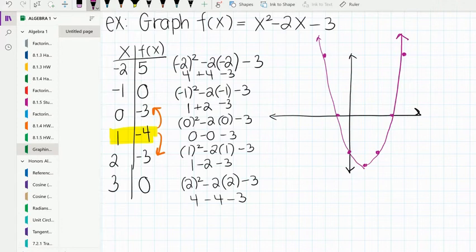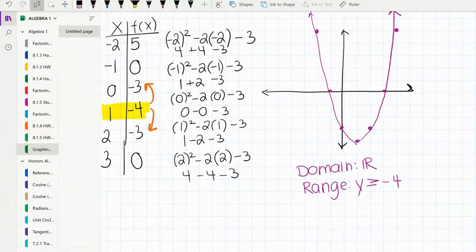So quickly answering the same questions we did before. The domain is still going to be all real numbers. And we should be able to figure out that the domain for any parabola is going to be all real numbers. The range is not y is greater than or equal to 0, because our lowest point is now -4. So the range would actually be y is greater than or equal to -4.